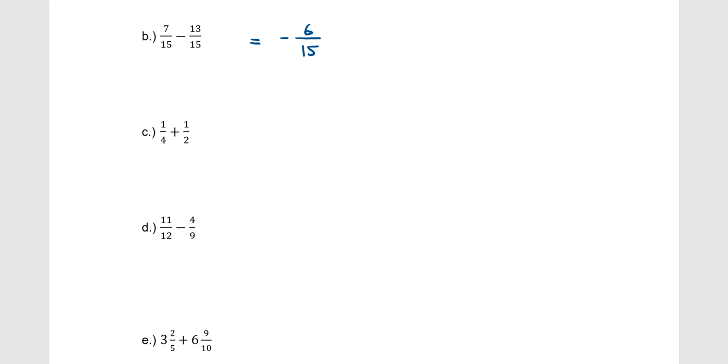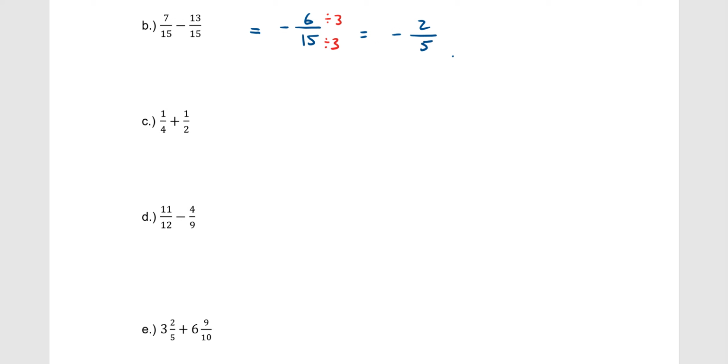We can simplify this a little bit further. They both have a common factor of 3 that we can divide off. So divide 6 by 3, we get 2. Divide 15 by 3, we get 5. So our final answer is negative 2 over 5. So always write your final answers in reduced form if you can.